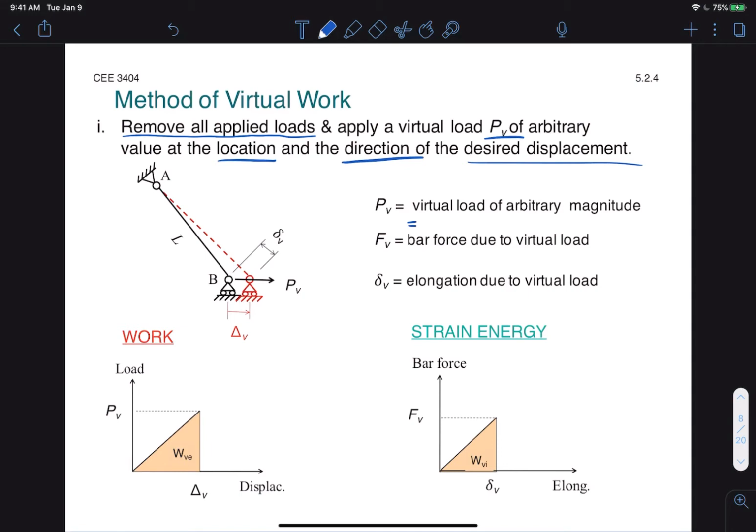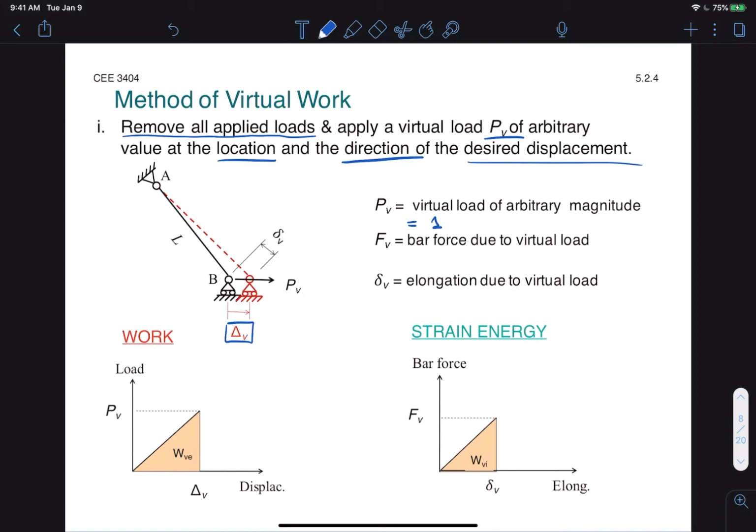And generally when we say arbitrary magnitude, we'll just set that to 1, but this could be any number. 1 just makes calculations easier. F sub V will be the bar force due to the virtual load. Little delta sub V will be the elongation due to the virtual load, and big delta sub V will be the external displacement due to the virtual load. The principle of conservation of energy and work still applies here. Okay, so we get pretty much the same relationships, just using new values.